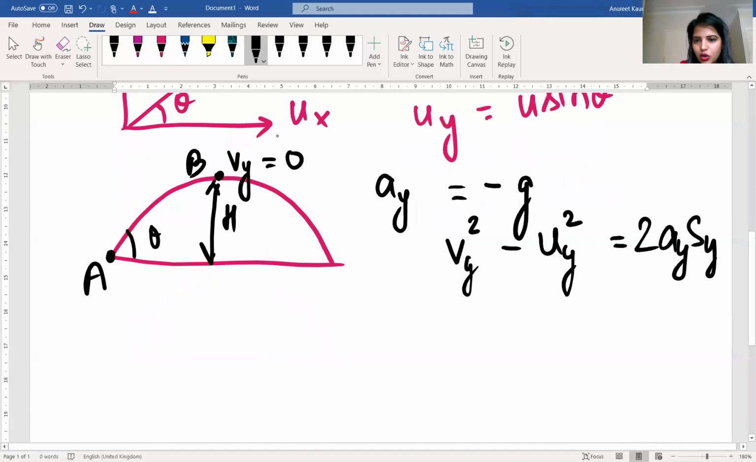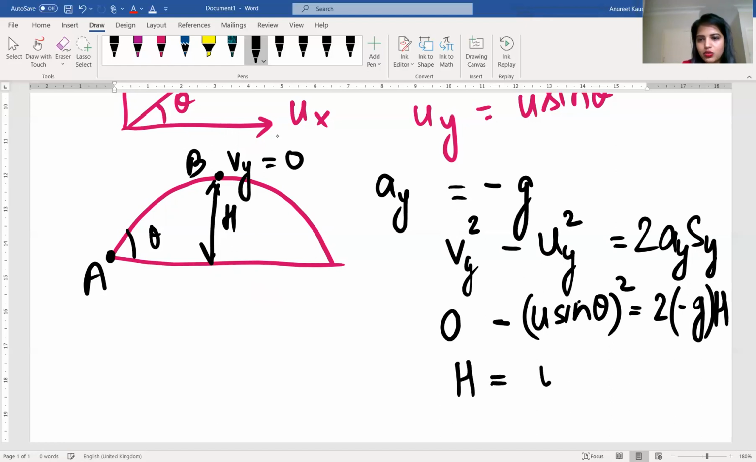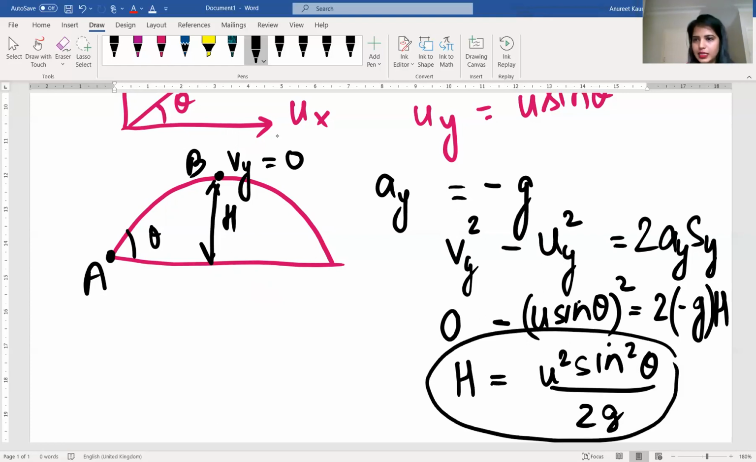My vertical component of velocity at the highest point, the final component, is 0, minus uy. What was my uy? Isn't it u sine theta? Equals 2 times acceleration, which is negative g, and this vertical component of displacement is my maximum height. When I solve this, I'll get my maximum height as u square sine square theta upon 2g. So that's my formula for maximum height.